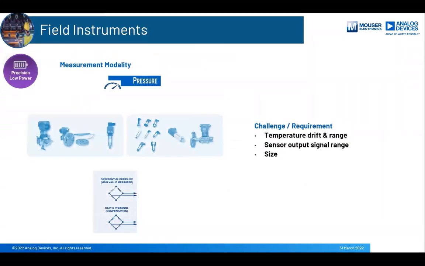Another measurement modality within field instruments is pressure sensing of liquids and gases. With this type of end application, accuracy and stability of the measurement is really important and a key challenge. The location of this end solution is usually space constrained, so size is definitely another key consideration. Being able to extract key information from low-level signals is also a key requirement.